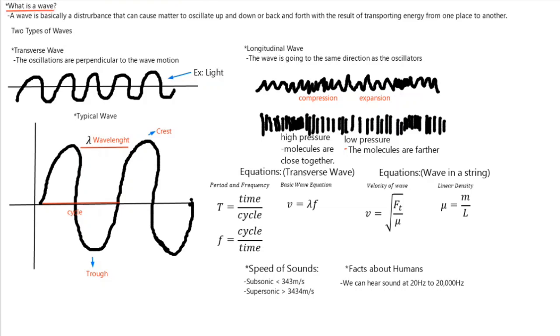Today I'm going to be teaching you about wave speed. So first, let's define what a wave is. A wave is basically a disturbance that can cause matter to oscillate up and down or back and forth, with the result of transporting energy from one place to another. So that's basically it. It is caused by something, a disturbance.